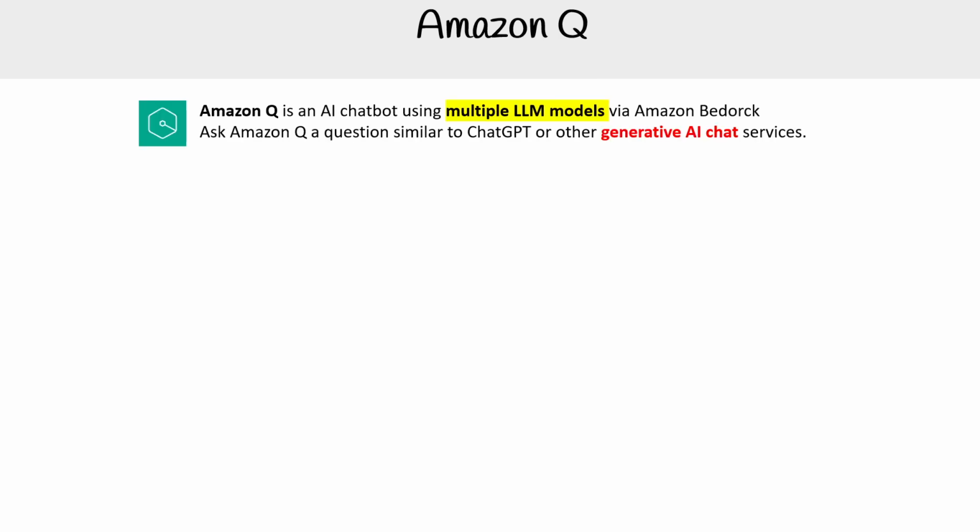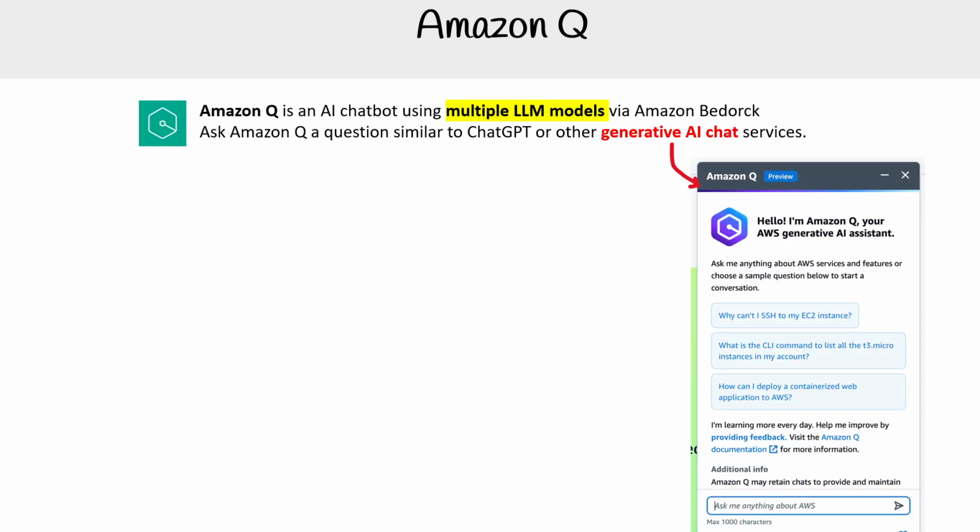We are taking a look at Amazon Q, which is an AI chatbot using multiple large language models via Amazon Bedrock. Ask Amazon Q a question similar to ChatGPT or other generative AI chat services. So you'll see Amazon Q throughout the portal of AWS, like in services and the documentation.